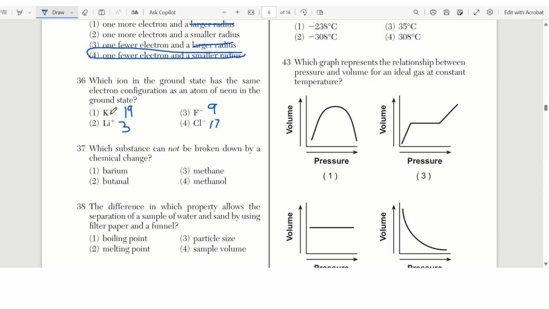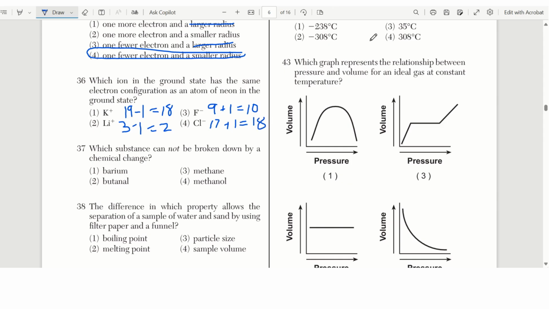So if potassium has a positive ion, it lost 1 electron. So it now has 18. Lithium with a positive charge has lost 1 electron. So it has 2. Fluorine with a negative charge has gained 1 electron. And chlorine with a negative charge has gained 1 electron.